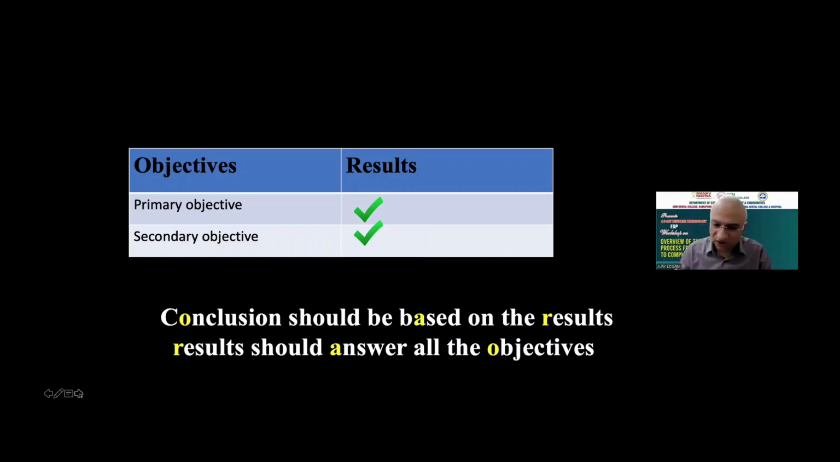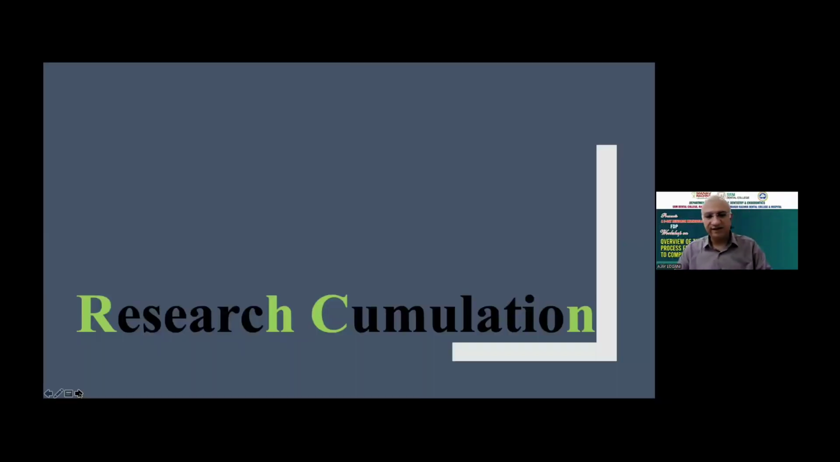It has to be what your results are, and you should be able to answer all your objectives based on the results. That is what a conclusion is. You cannot conclude something which your results have not shown. So it cannot be 2 plus 2 as far as the conclusion is concerned. It should be answering all your objectives based on the results. That is exactly the conclusion of your randomized clinical trial.